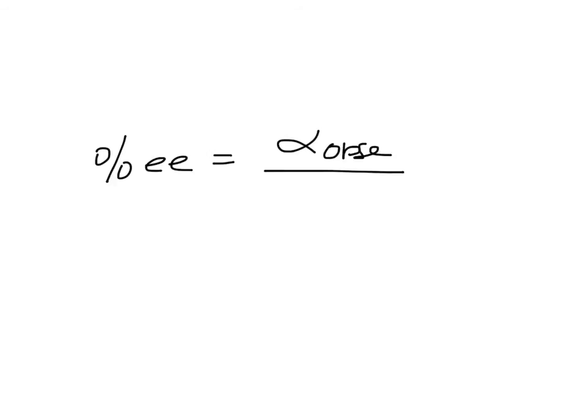In order to calculate the enantiomeric excess, or the percent enantiomeric excess, you're going to use the alpha observed over the alpha of the pure, and you multiply that by 100. You will be responsible for doing problems of this nature.